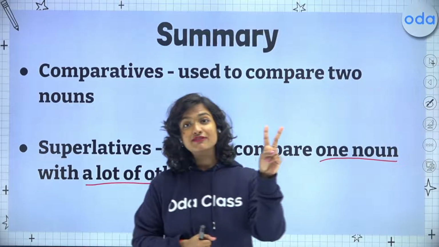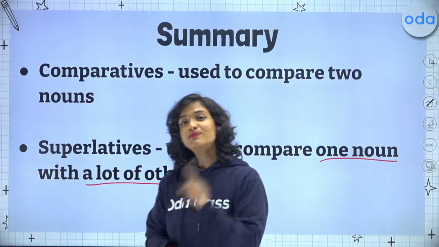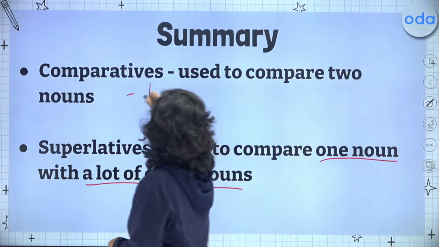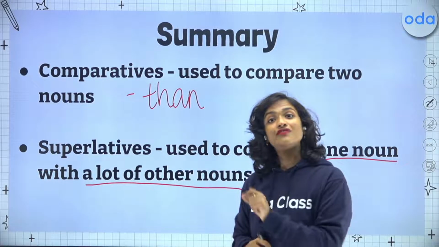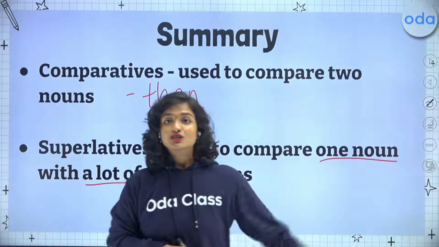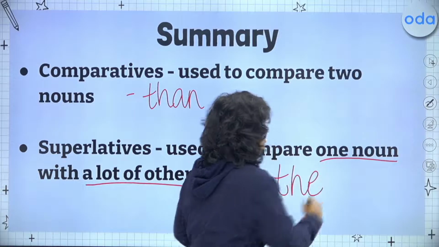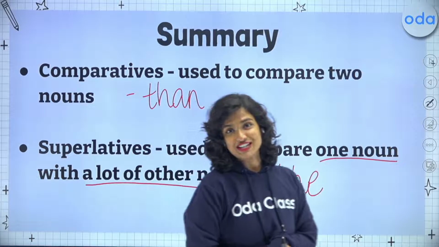And the second key difference when it comes to using comparatives and superlatives is the key word that we have to use. For comparatives, we use than and we use it after the adjective. Superlatives, on the other hand, we use our keyword the and we use it before the superlative adjective.